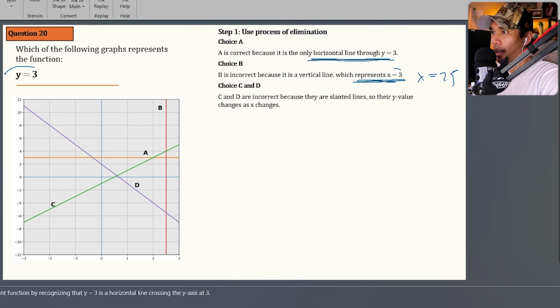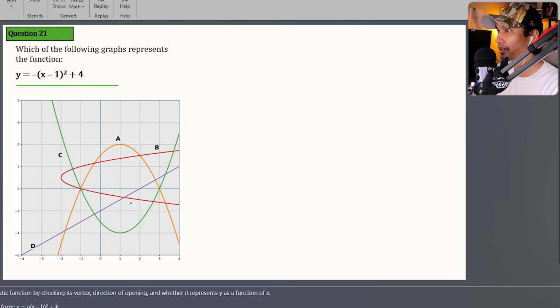So again, I just want you to know that y equaling 3 is a horizontal line, because you may forget that. I forget that. Okay? Now, here we go. Question 21. This one's hard because I put parabolas in here, and there's some concepts I do want you to grasp from here. So let's go ahead and begin.